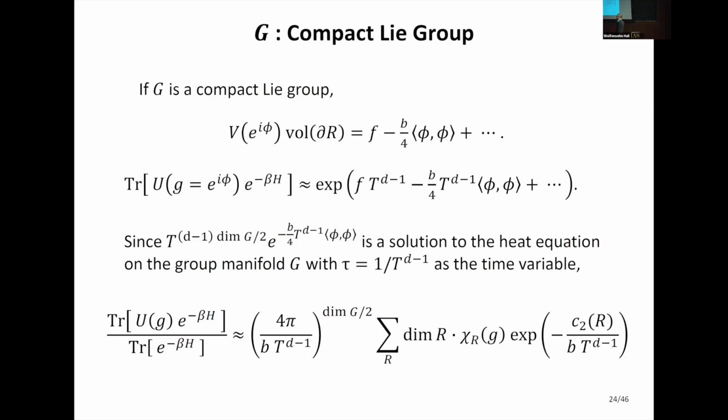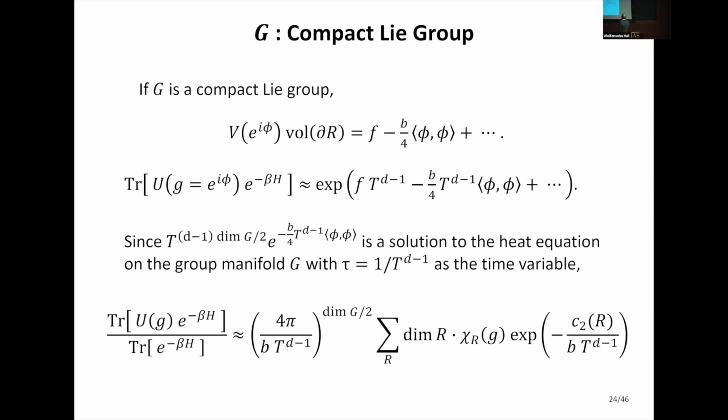So the idea is the following: this actually is the solution to the heat equation on the group manifold, with the appropriate identification of temperature with the Euclidean time. So this solves the heat equation. And it also satisfies the condition that in the limit of high temperature, it becomes a delta function on the group manifold. Namely, you have a solution to the heat equation with the initial condition that it's a delta function on the group manifold at the origin. And then this is that, okay?